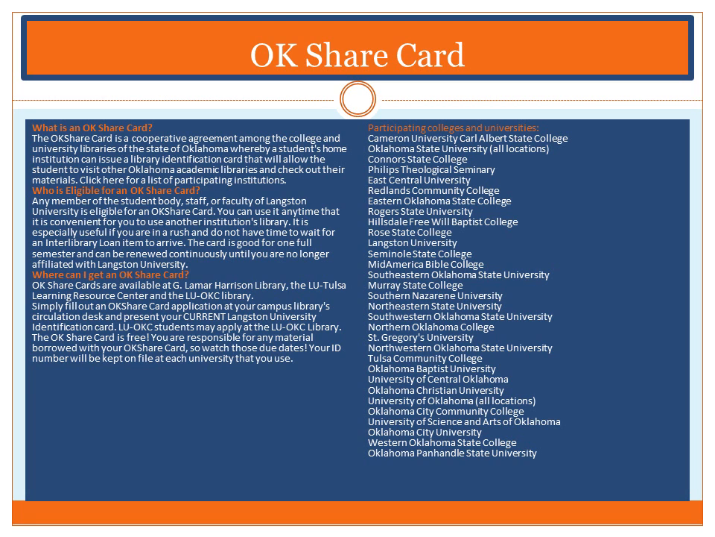You can get the OK Share Card at G. Lamar Harrison Library, LU Tulsa Learning Resource Center, and the LU OKC Library. All you'll need to do is fill out the OK Share Card application at your campus's library circulation desk and present your current Langston University identification card.